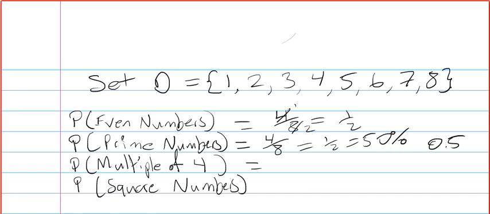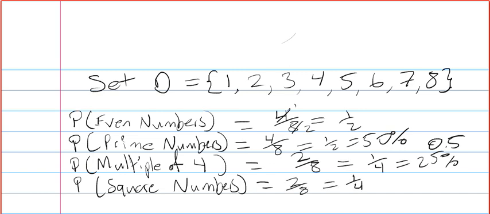Multiples of 4, I got 4, 8, and that's it. So that's 2 out of 8. And that'll be 1 over 4. So that's a 25% chance. And it's a square number. 4 is a square number, and 8 is a square number, so that's 2 out of 8 again. All right, I hope this helps.